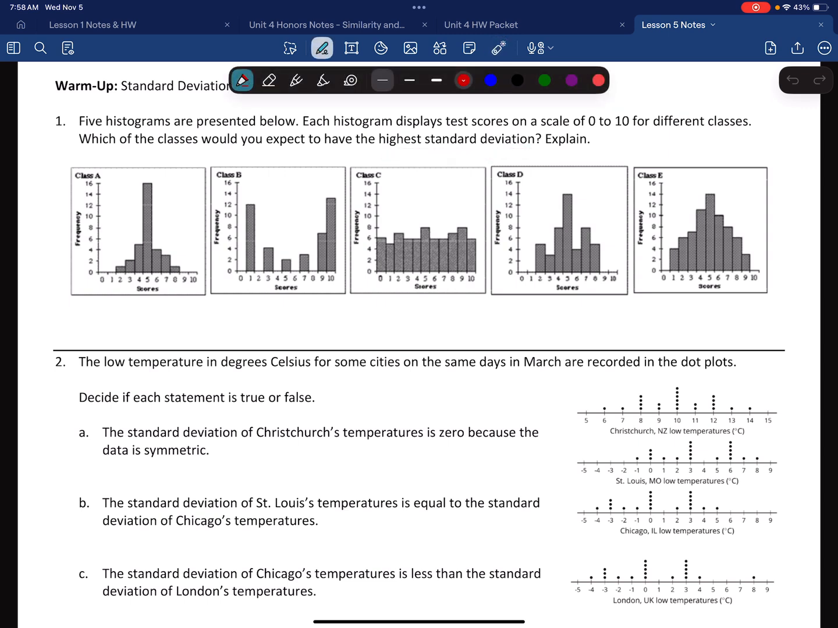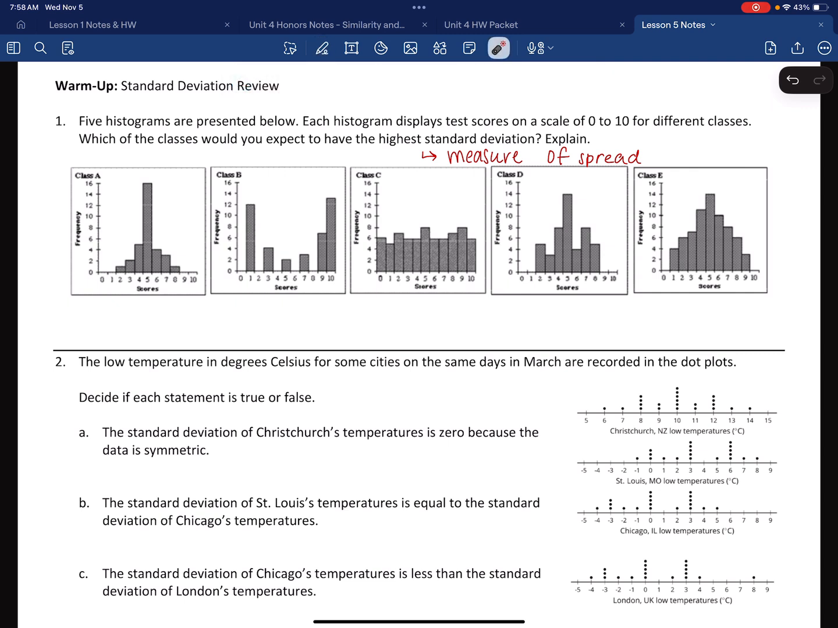So remember, standard deviation is a measure of spread. So if we are talking about the highest standard deviation, we mean the most spread out. So A is definitely not going to be the highest because it has most of our data in the center. Then these two still kind of have that shape where our data is in the middle. We have a lot of data in the middle of both of those.